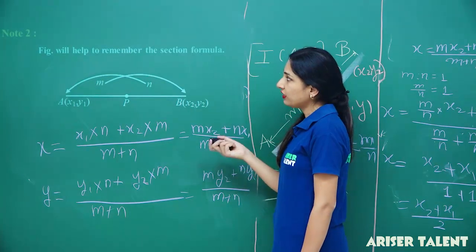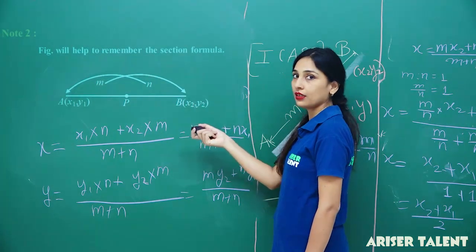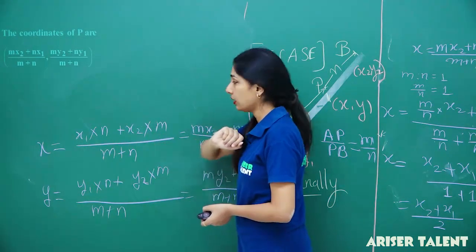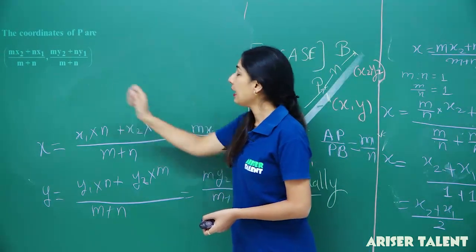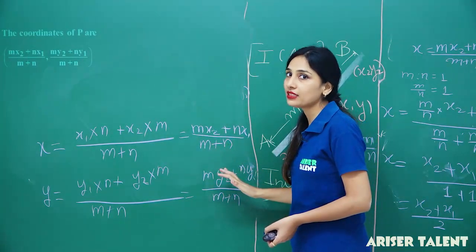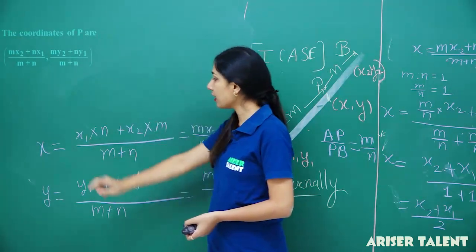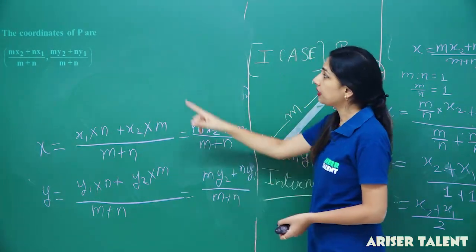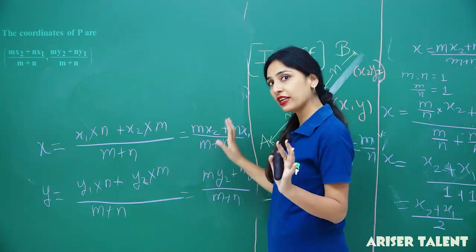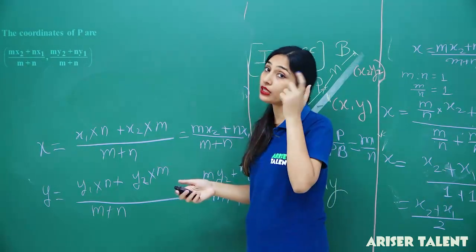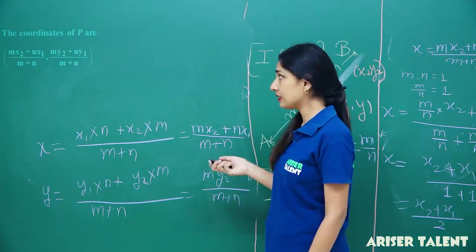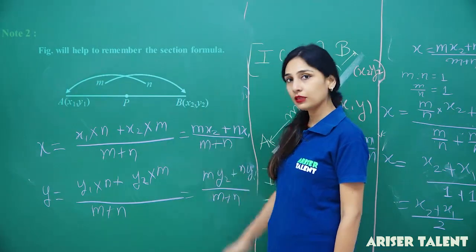So note this. If you are not satisfied with this, we'll see that here we are having mx2 plus nx1 upon m plus n. The first formula is right with that trick. Now this is my2 plus ny1 upon m plus n. Now satisfied with this little trick? In case you forget or are confused, you can take help from this trick. So this is about that.